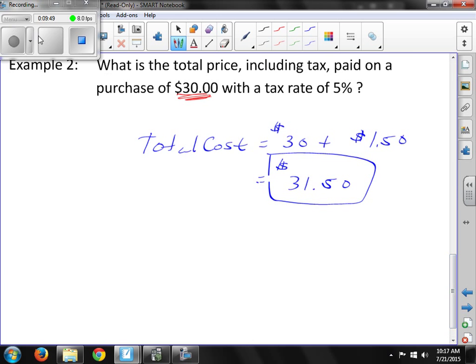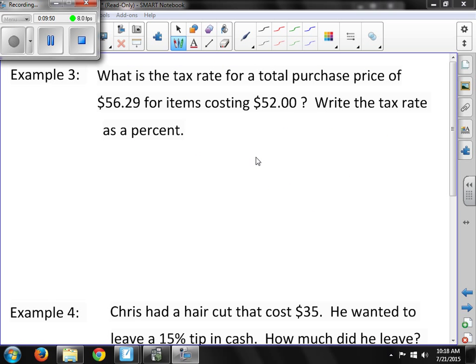All right. Example 3. What is the tax rate? Now we're looking for the rate. We have to pay attention to what we're looking for or we'll make a boo-boo again. Don't want to do that. What is the tax rate for the total purchase price, $56.29 for items costing $52? And we want to write the tax rate as a percent.